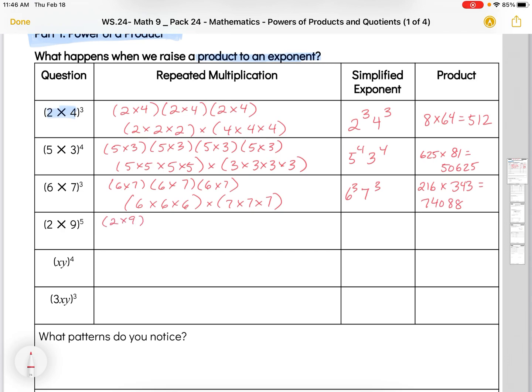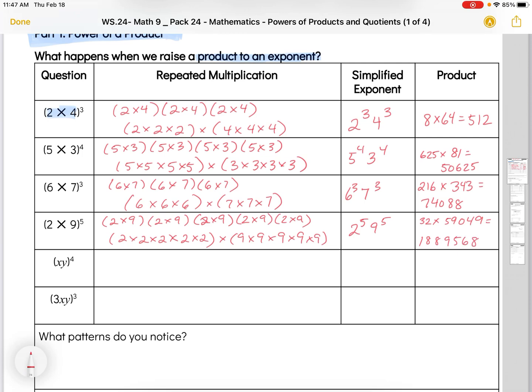Okay? And then we're going to do this one here. 2 times 9, 2 times 9, 2 times 9, 2 times 9, 2 times 9. Collect them all: 2 times 2 times 2 times 2 times 2 times 9 times 9 times 9 times 9 times 9. So I'll have 2 to the 5, 9 to the 5. Now this might be a pretty big number. 2 to the 5 is just 32, but 9 to the 5 is 59049. So I multiply those, and I get 1889568. Woo!